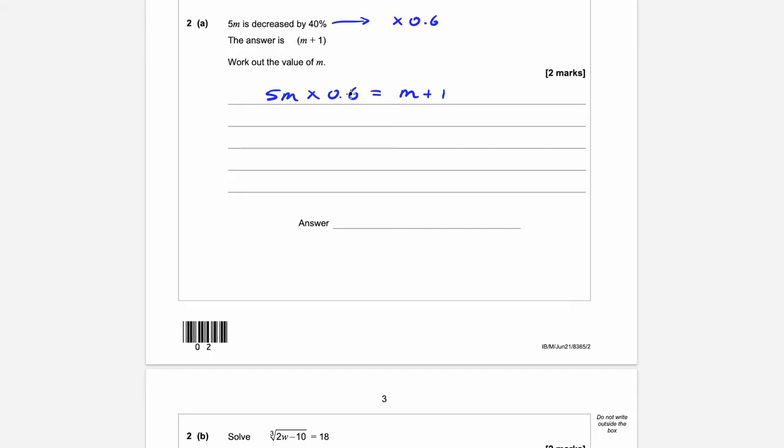I like the thought of guys saying that 0.6 is actually, well, sorry, I have a calculator. So 5 times 0.6 is going to be 3. So that's just 3m equals m plus 1. If you're not comfortable with that guys, just do 5 times 0.6 in the calculator. It's 3/5. 0.6 is 3/5, which is why I knew it. 3m, subtract the m, gives me 2m equals 1, and then m equals 1/2.